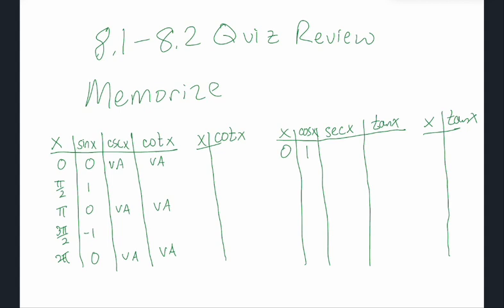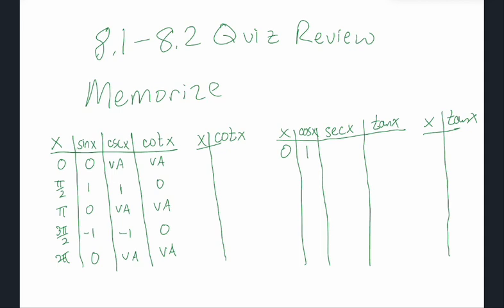Now the cosecant's nice because the cosecant is just the reciprocal of the sine. So if I take the reciprocal of 1, I get 1. If I take the reciprocal of -1, I get -1. Now cotangent's a little different. Cotangent is cosine over sine. At pi over 2, the cosine is 0 and the sine is 1. So these are always going to be zeros for our cotangent.